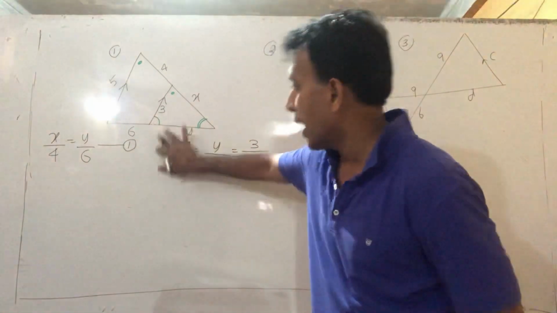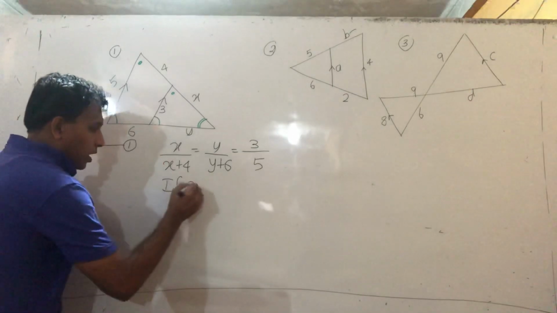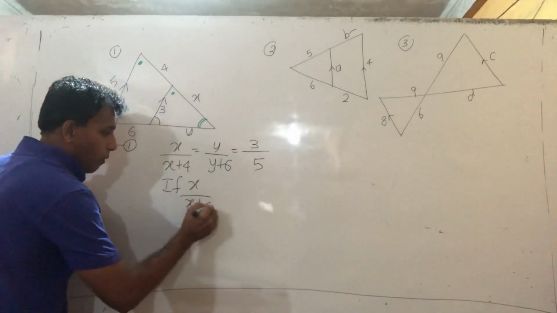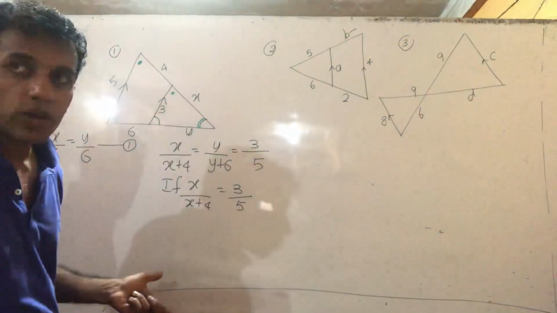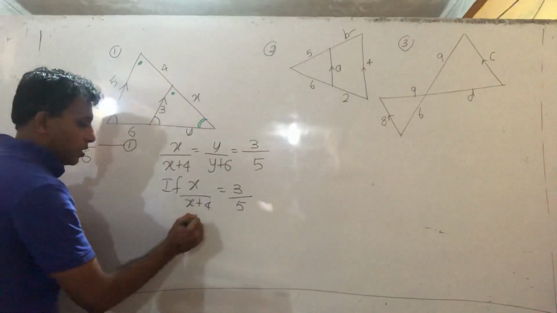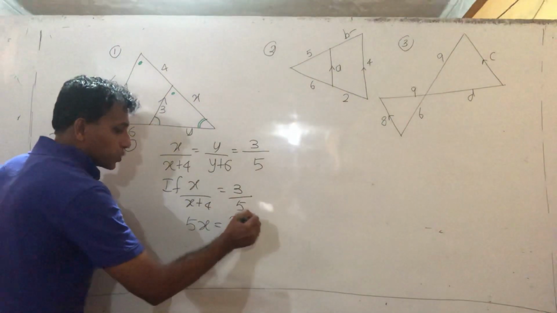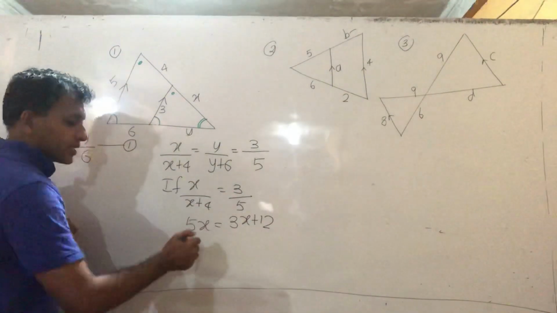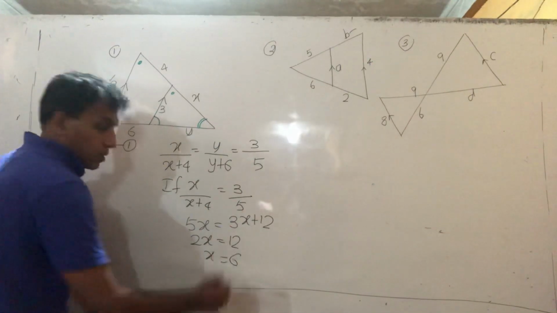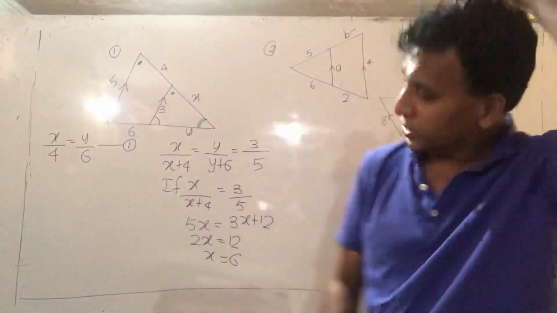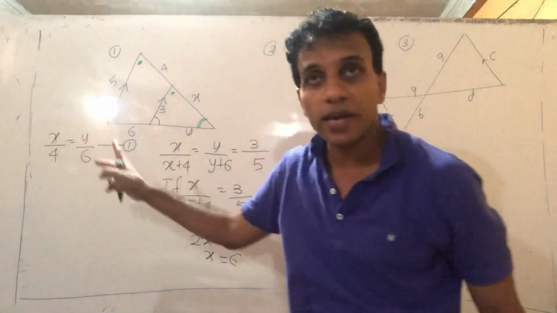I take the first and the last. Here unknown, here known. x over x plus 4 equals 3 over 5. Thereafter you solve the equation. Cross multiply: 5x equals 3 times, so 3x plus 12. Take the 3x to this side: 2x equals 12, so x is 6 centimeters or meters. Once you know the x value, go here, put x as 6 and find the y answer.